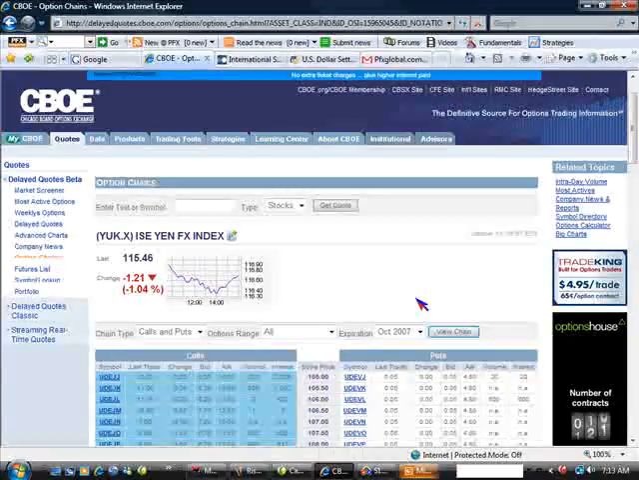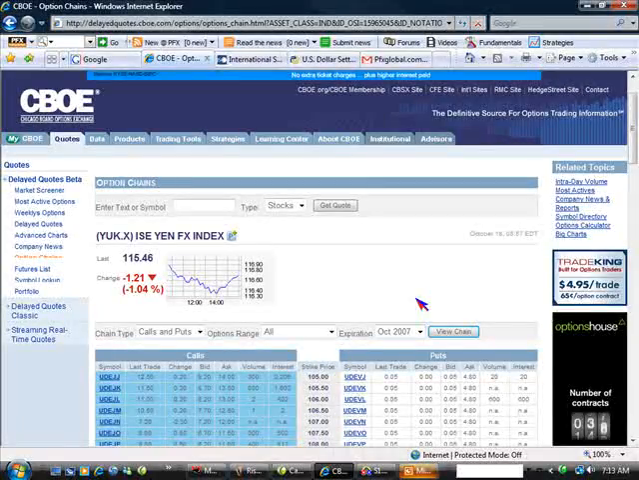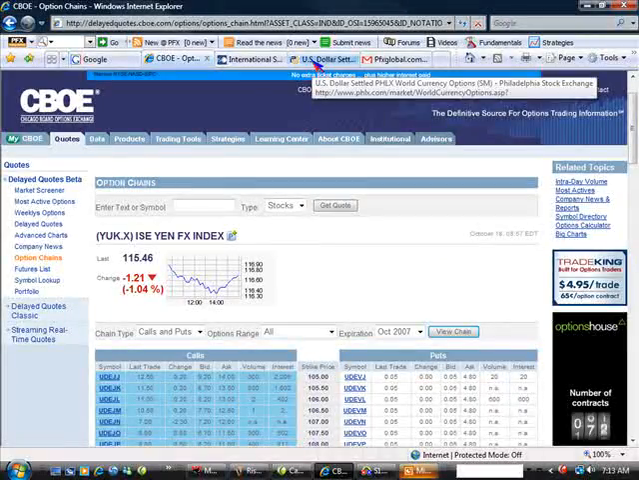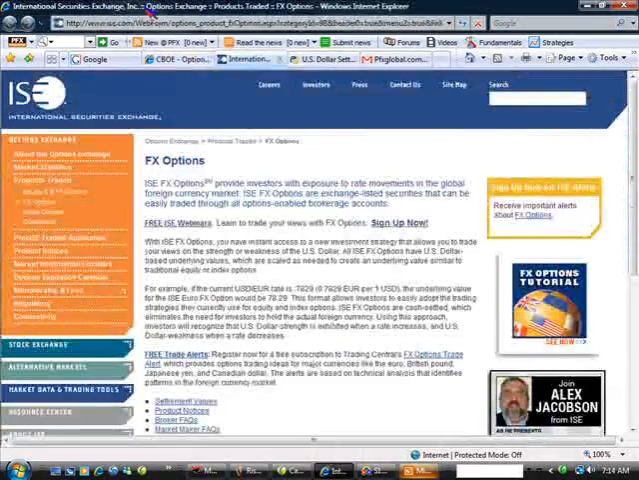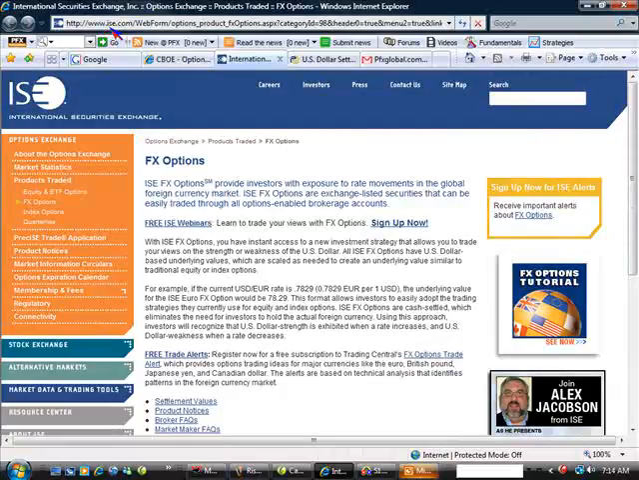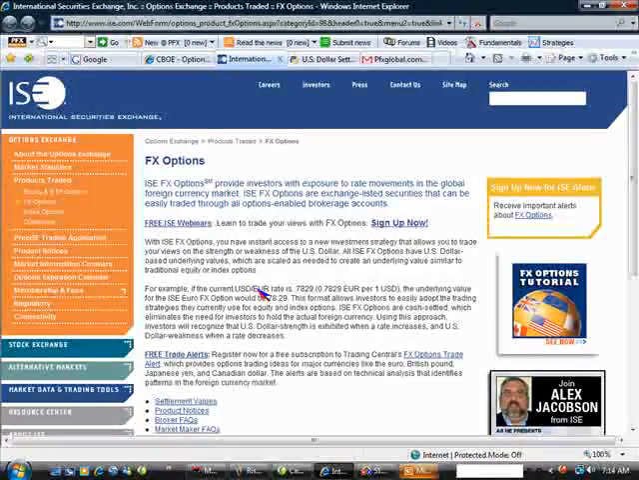Which one do I want to be? I have a couple of tips that I like to use, and then I'll show you what you can use yourself. But before we leave the browser here, I wanted to show you two things. Number one, up here at the top, I have the ISE, www.ise.com. This is the second largest options exchange in the US, and the Forex options that are listed here include the YUK that we were just looking at.